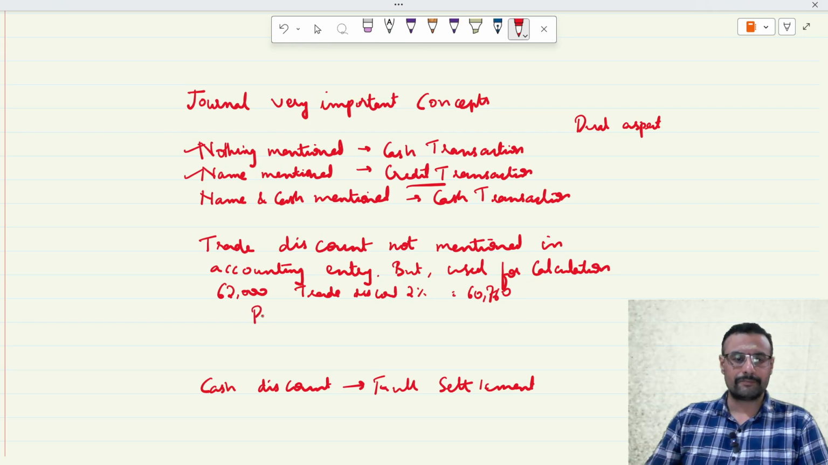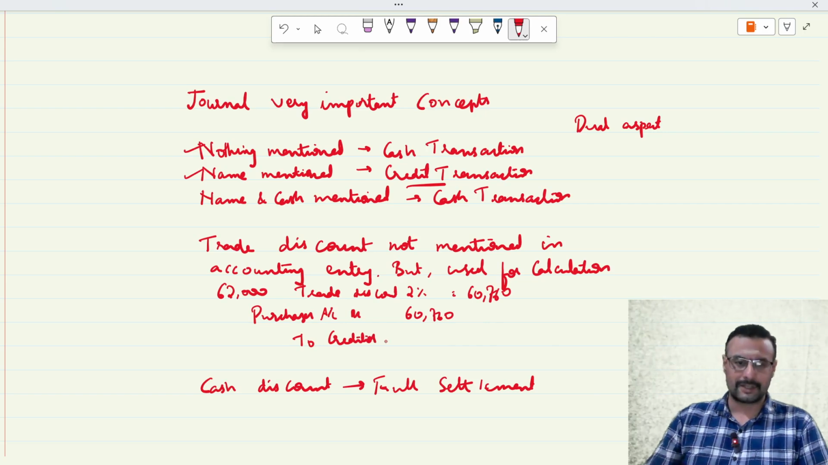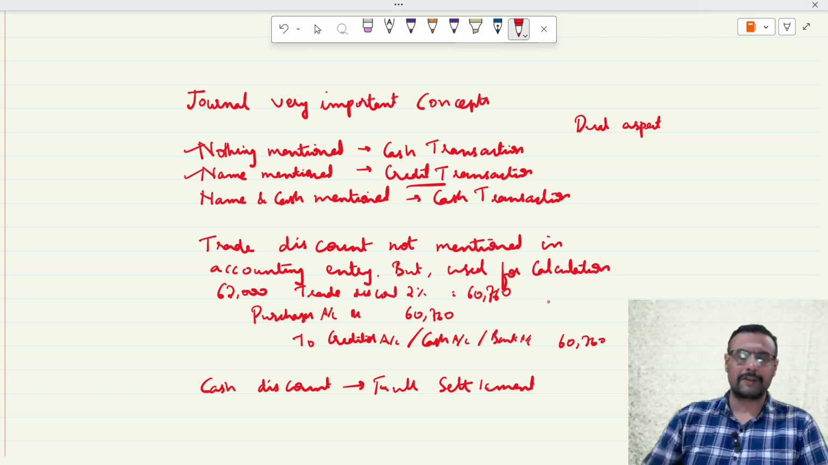So it will become purchases account debit 60,760, and if it is a credit transaction, then it will be to creditor. If a name is given, you should mention the name, creditor account, or if it is a cash or bank transaction, cash account or bank account, 60,760, because we will be paying only this much. So always remember, if they give trade discount, we do not record it as debit or credit, but we use it for calculating, and we record in our journal books at the discounted price and not at the MRP.